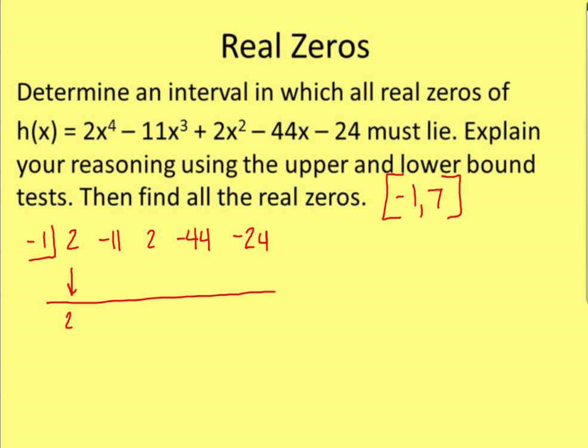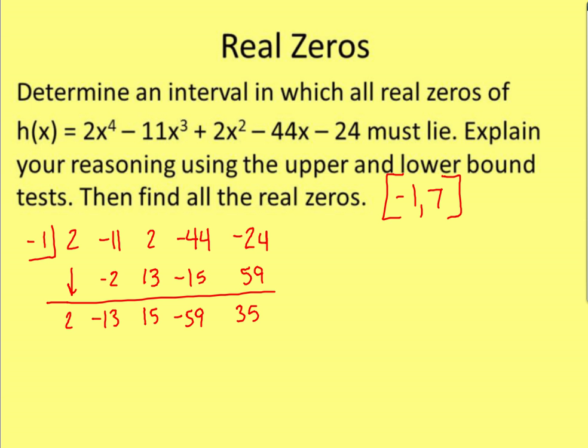So -1 times 2 gives me -2. If we add down, that gives me -13. -1 times -13 is a positive 13. We add down, this gives us 15. Multiply, -15. If we add down, gives us a -59. If we multiply, becomes positive 59. We add down, we get a positive 35.